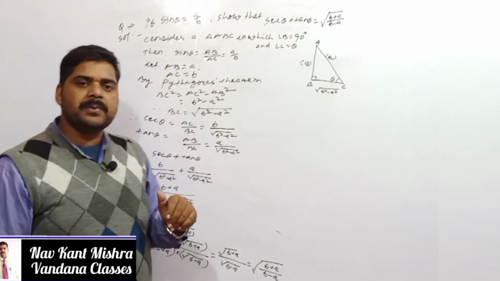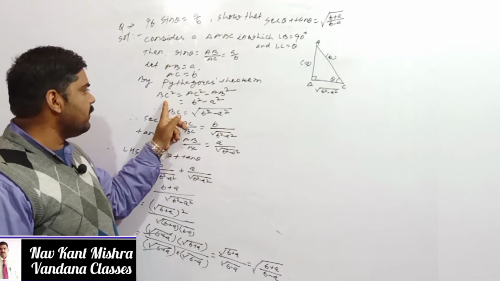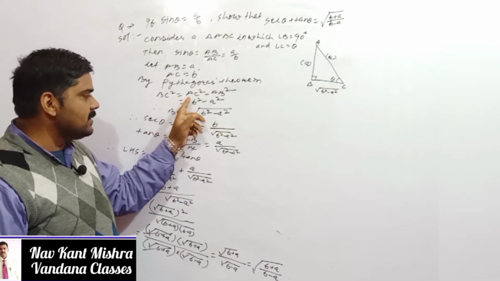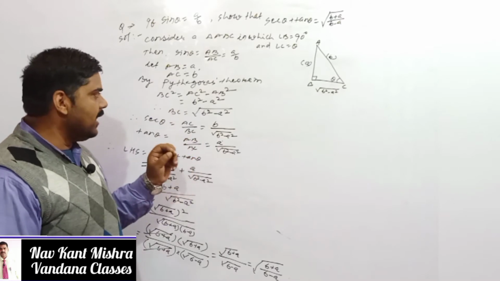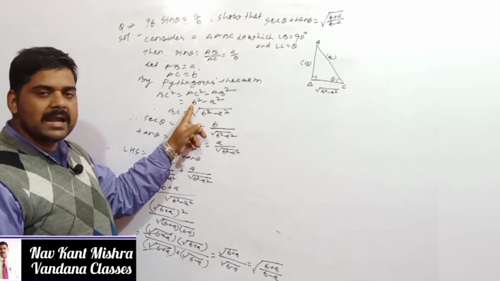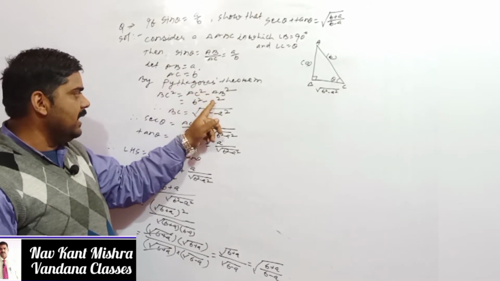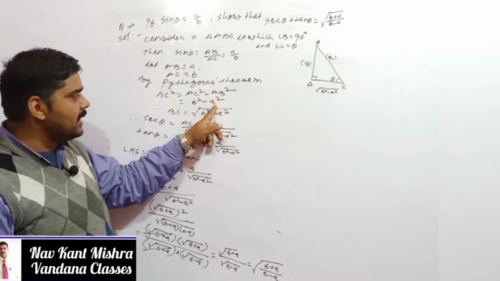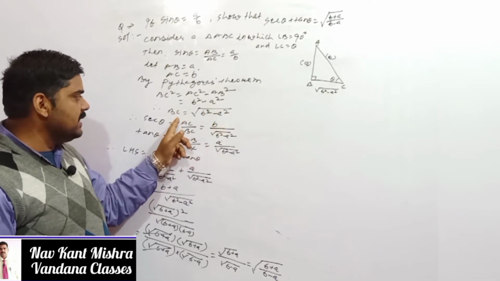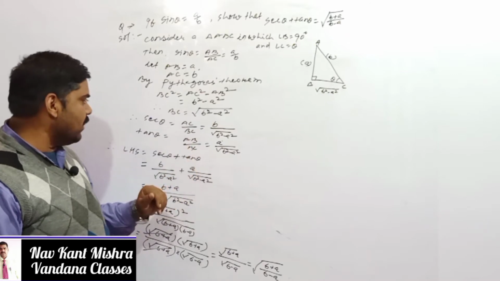After that you have to apply the Pythagoras theorem, and by Pythagoras theorem you know very well that BC square is equal to AC square minus AB square, and the value of AC is B, so it can be written as B square minus the value of AB, which is A, so AB square can be written as A square. BC is equal to square root under B square minus A square.